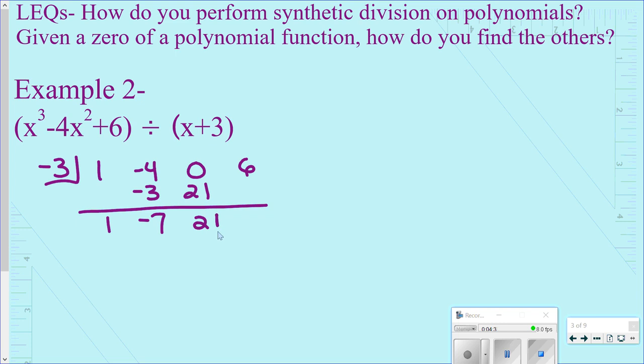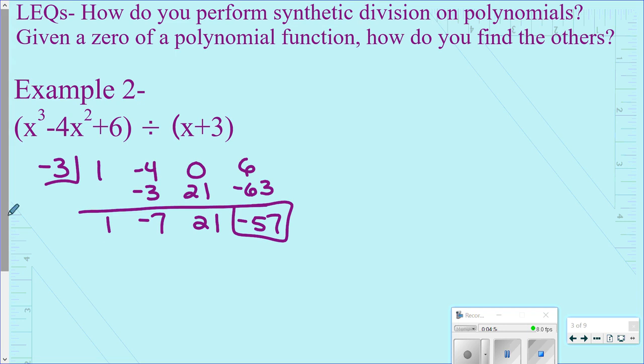Add gives me 21. 21 times -3 is -63. And then negative 63 plus 6 is negative 57. So that's my remainder. We can see that's not a 0 this time, but that's okay. We can still write the quotient to the division problem.